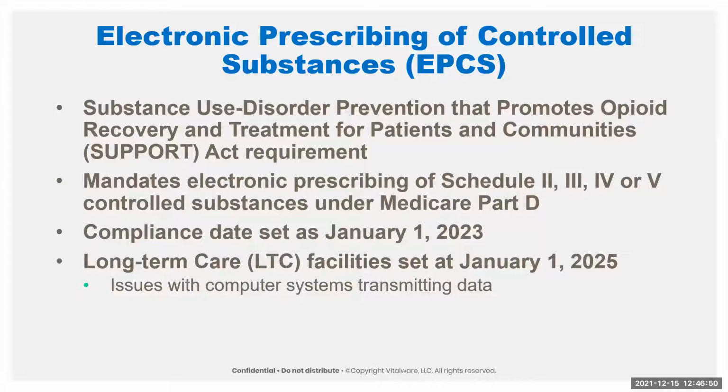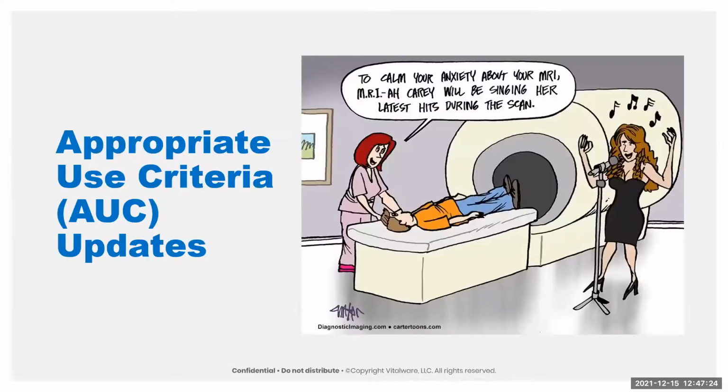Schedule 1 drugs are those that are basically over the counter. And then the different controls that are needed are based on the severity of the drug use. For long-term care facilities, the compliance date is set out to January 1st of 2025 because there are issues with the different computer systems transmitting data to each other. They're having problems there, so they set the date out so they can get those fixed. All right. Okay.